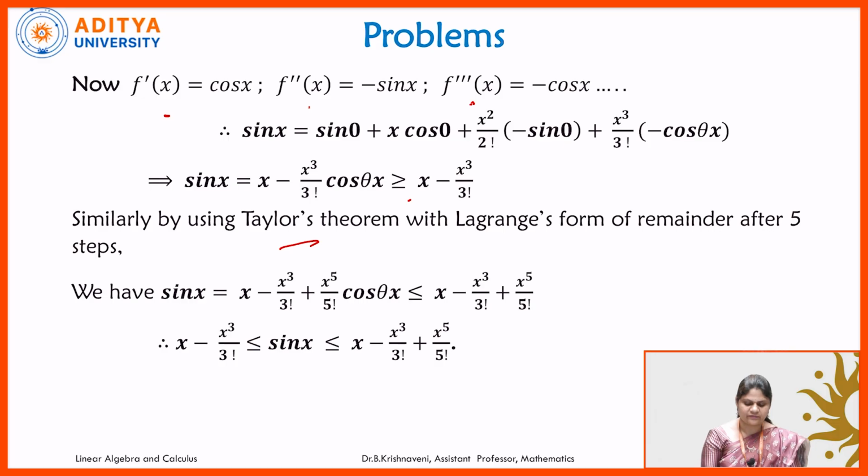Similarly, by using Taylor's theorem with Lagrange's form of remainder after 5 steps, we got sin x is equal to x minus x cube by 3 factorial plus x power 5 by 5 factorial into cos theta x, less than or equal to x minus x cube by 3 factorial plus x power 5 by 5 factorial. So, by taking all this into consideration, finally we got the inequality: x minus x cube by 3 factorial less than or equal to sin x, which is less than or equal to x minus x cube by 3 factorial plus x power 5 by 5 factorial. Showed the inequality.